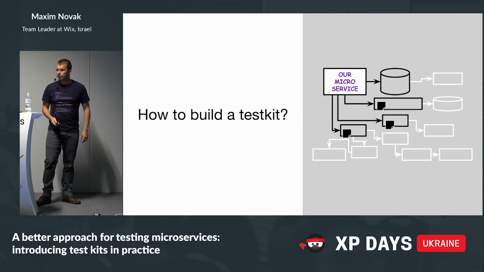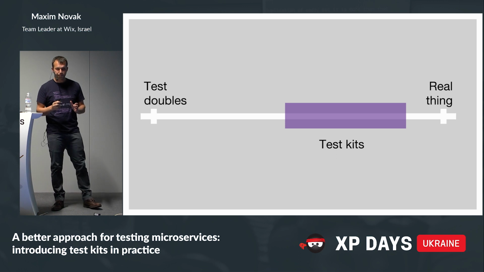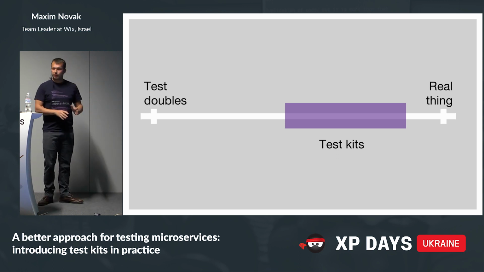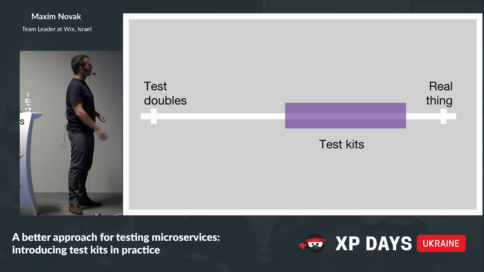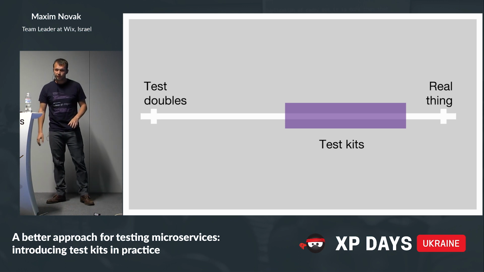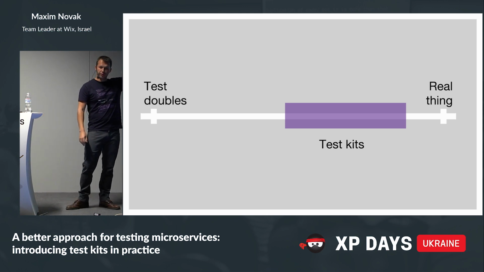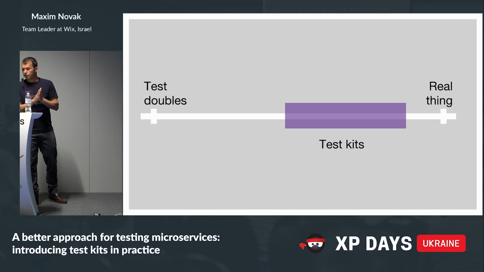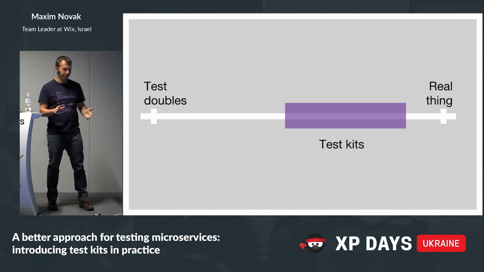So first, I want to try to explain a bit better what a test kit is. We have this bar here, where the left side is test doubles and the right side is the real thing. So a test kit is somewhere in between, a bit closer to the real thing. I'll explain what it has. It must have the protocol and the schema. Okay, this is a must.